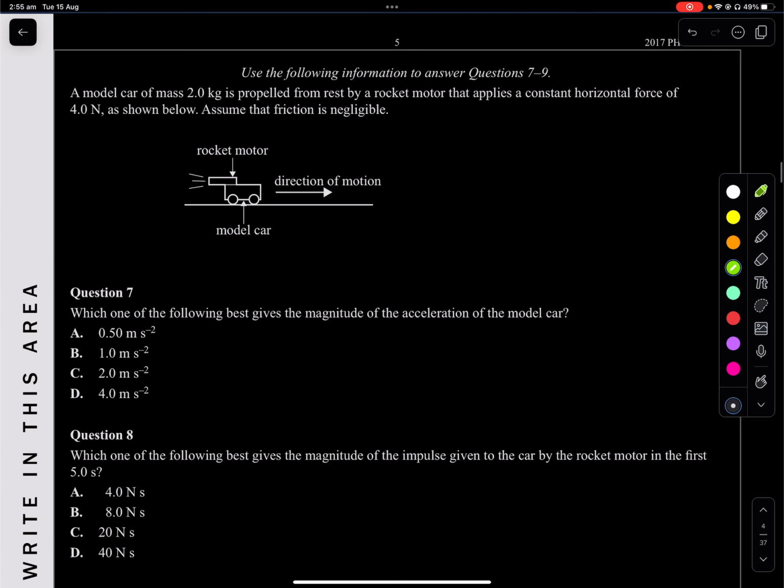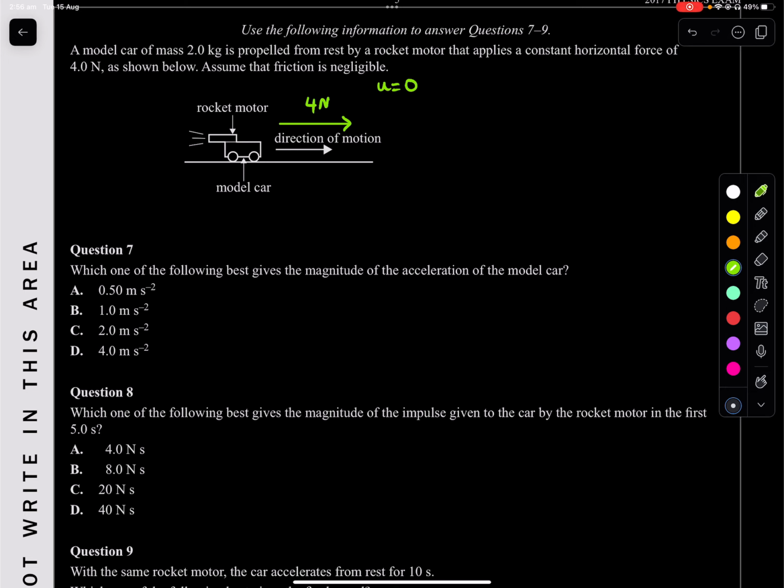Let's look at this. So the following information is to answer questions 7 to 9. A model car of mass 2 kilograms is propelled from rest. So rest means that u is equal to 0. By a rocket motor that applies a constant horizontal force of 4 newtons. As shown below, assume that friction is negligible. So there's no friction. Because it's going, let's say, to the right, there's a constant force of 4 newtons.